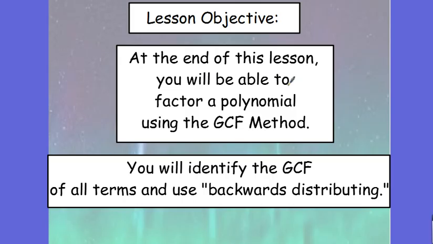This concludes our lesson. Now you should be able to factor a polynomial using the GCF method. You identify the GCF, and then you use backwards distribution to find the remaining terms.